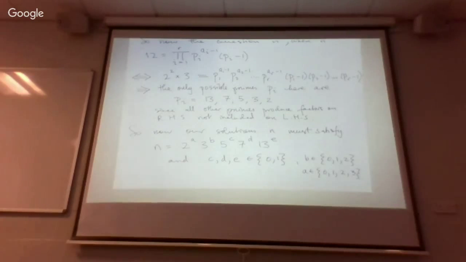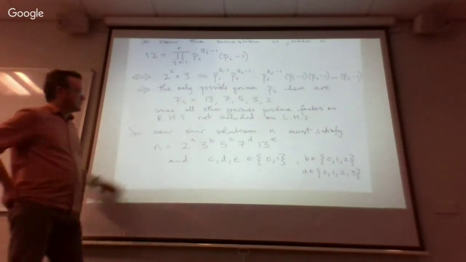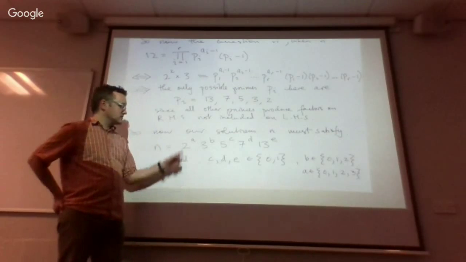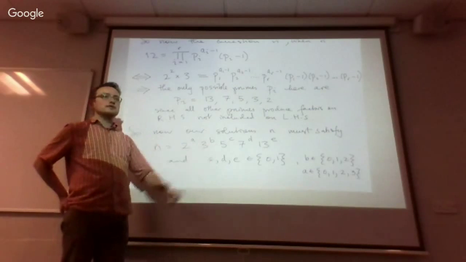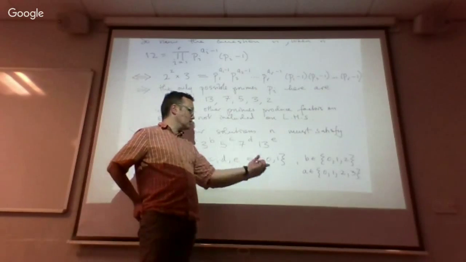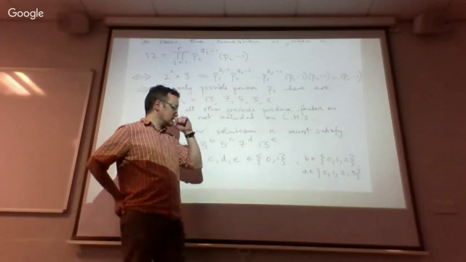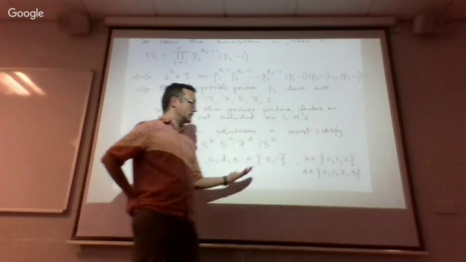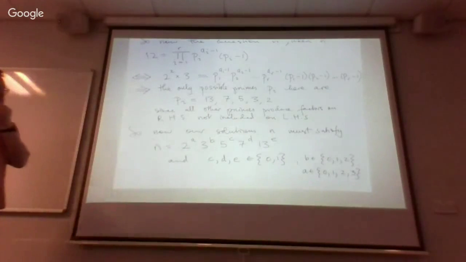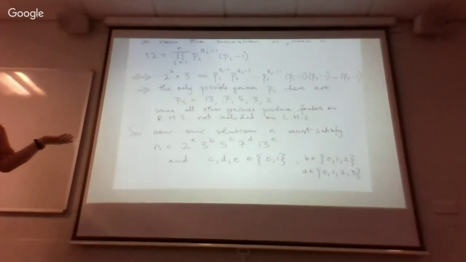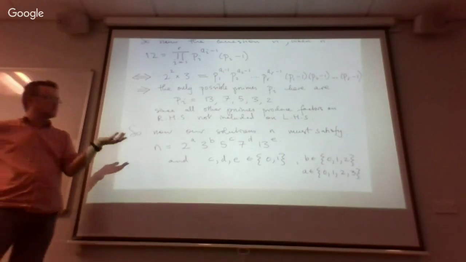So we've really, really reduced things down. N has to look like this, and there's severe restrictions on the exponents. C, D, and E can each individually only be 0 or 1, can't be anything else. B can only be 0, 1, or 2. A can only be 0, 1, 2, or 3. That still leaves a lot of possibilities which we have to work through.